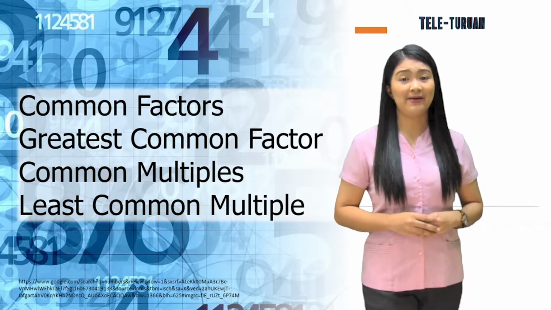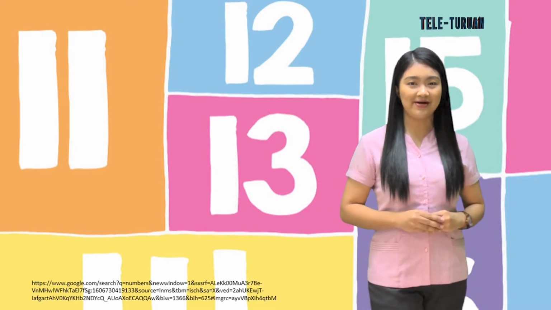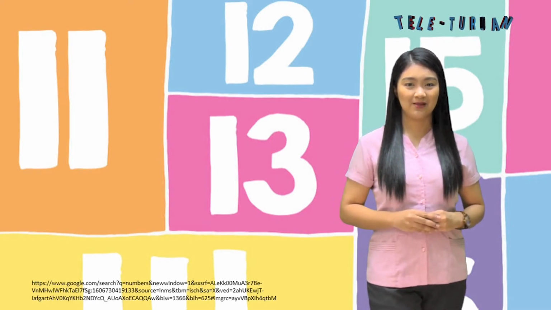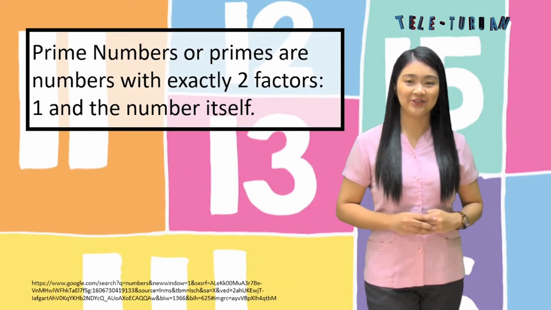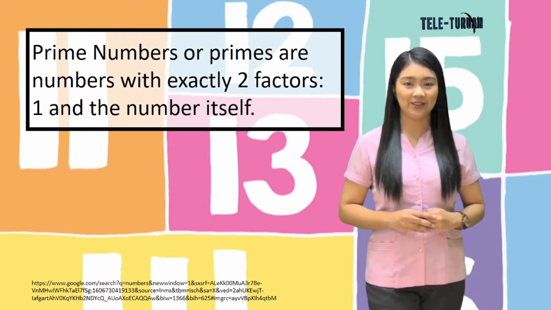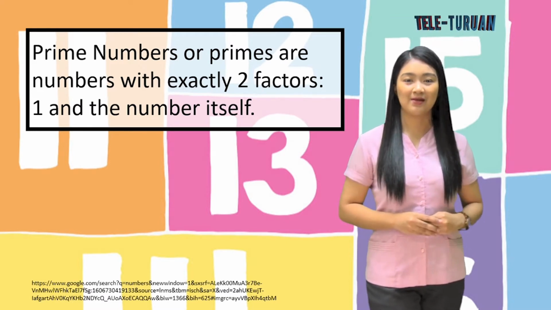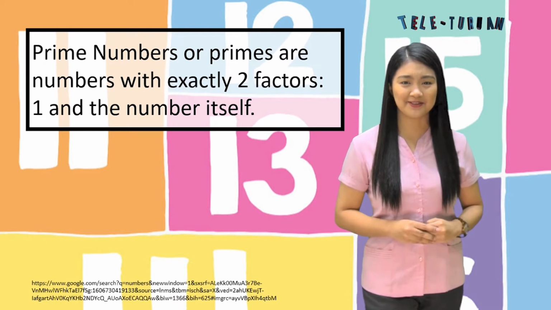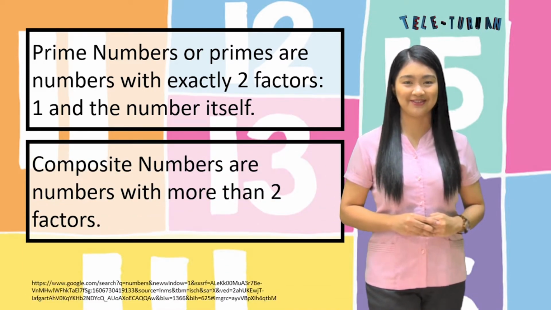Last time, we talked about prime and composite numbers. Let me see if you still remember our past lesson. What are prime numbers? Prime numbers or primes are numbers with exactly two factors, 1 and the number itself. How about composite numbers? Composite numbers are numbers with more than two factors.